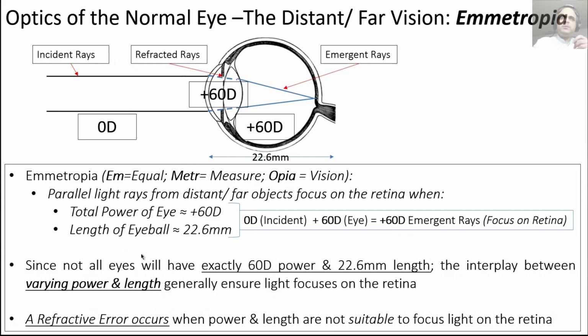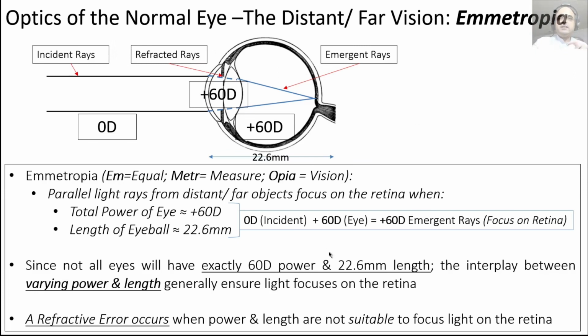And I've already talked about this. Not all eyeballs are going to be 22.6 millimeters in length. The range is between 22 and 24, and all of these individuals can be emmetropic because 22 to 24 is normal, right? So if your eyeball is 24, it is still within normal limits.